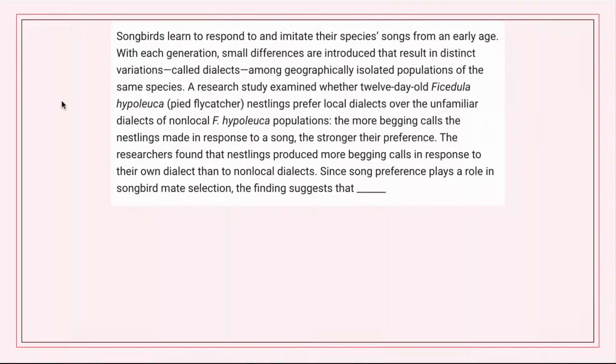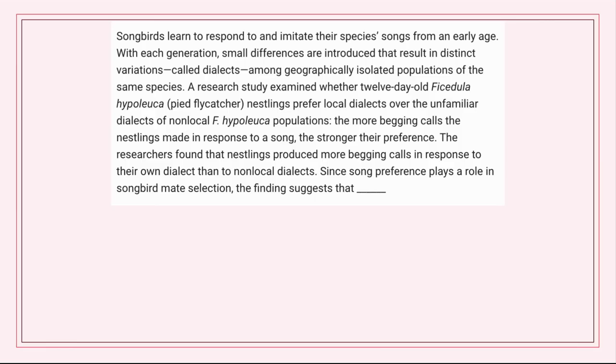Okay, so this is our next one. Songbirds learn to respond to and imitate their species song from an early age. With each generation, small differences are introduced that result in distinct variation, called dialects, among geographically isolated populations of the same species.